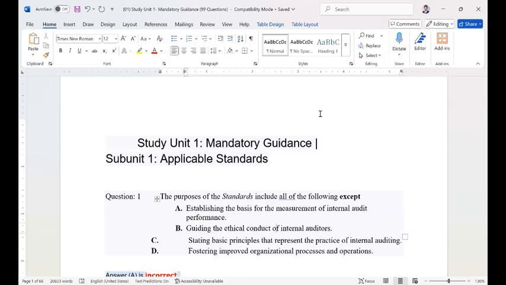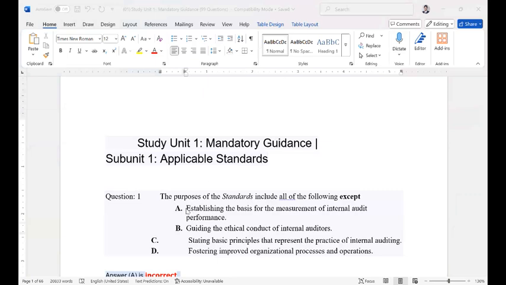What is the purpose of having standards? Can one of you quickly put the answer on the chat box or provide me an answer? You can unmute your mic and tell what is the answer. Quickly. Ashen, what do you think is the answer?